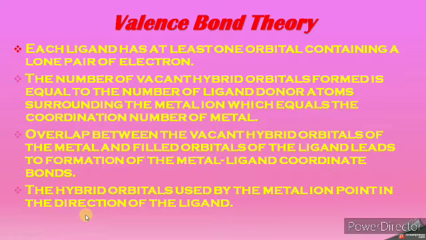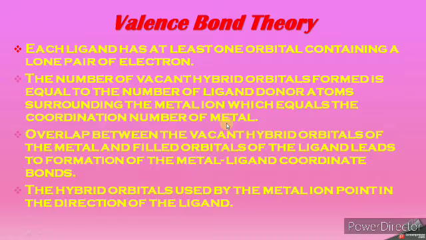Then each ligand has at least one orbital containing a lone pair of electrons. For example, in case of ammonia, nitrogen contains one lone pair of electrons. In case of water, oxygen contains two lone pairs of electrons, that is non-bonding pairs of electrons. The number of vacant hybrid orbitals formed is equal to the number of ligand donor atoms surrounding the metal ion, which equals the coordination number of the metal.